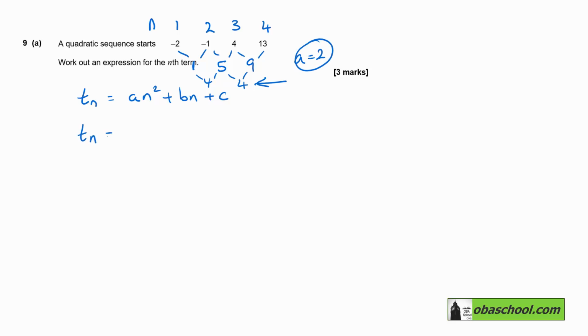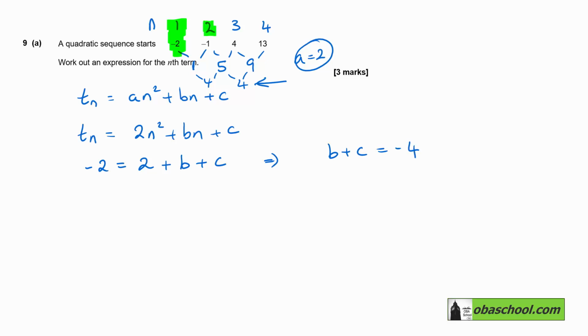So we now have Tn is 2n squared plus bn plus c. Now we can use terms of the sequence. So when n is 1, Tn is -2. Substitute that in. We get -2 is equal to 2 times 1 squared, which is just 2. And then since n is 1, this one is just b, and then we have c. And that would give me that b plus c is equal to -4.